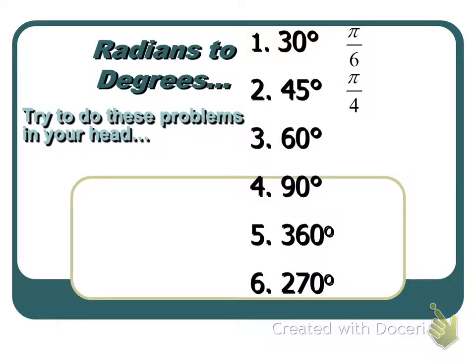60 degrees, pi divided by 3, right? It's 180 divided by 3. 90 degrees, pi over 2. All right, 360 is pi times 2, so it's 2 pi. 270, think about it this way. 270 is 3 of these, isn't it? 270 is 3 90s, so that's 3 pi over 2.